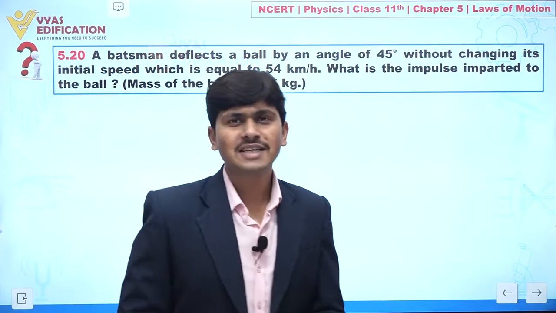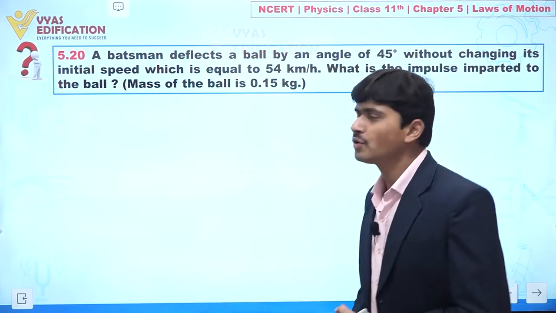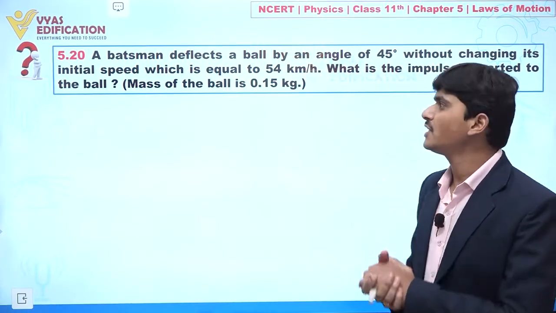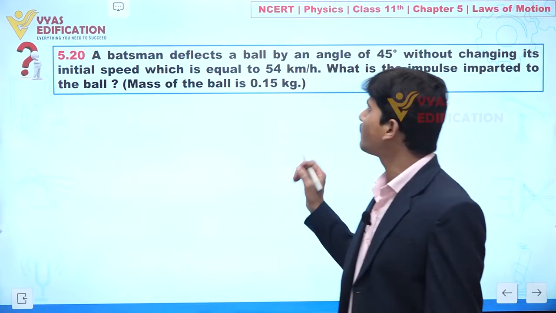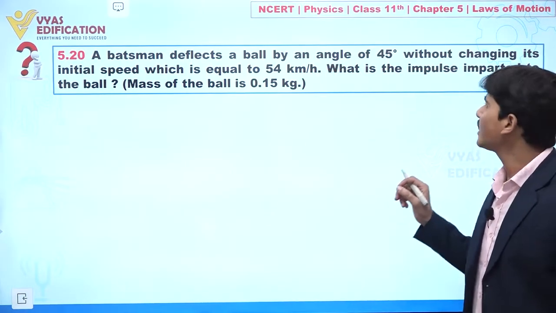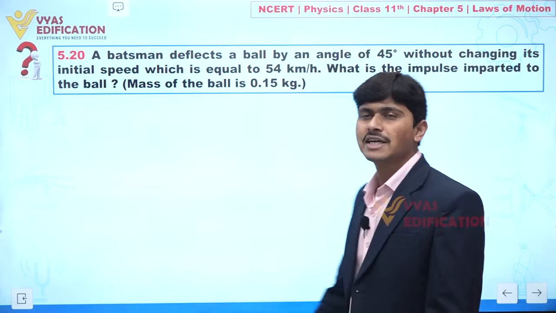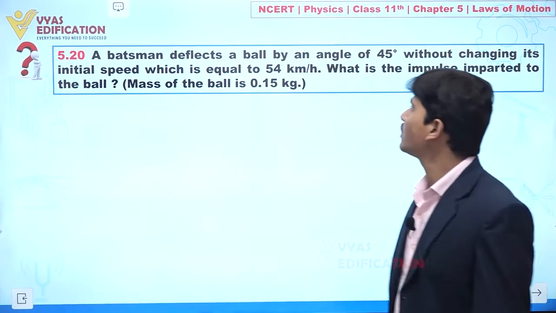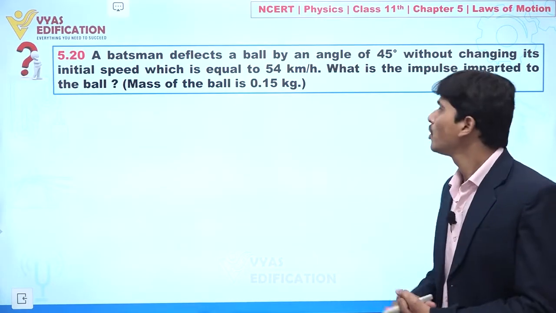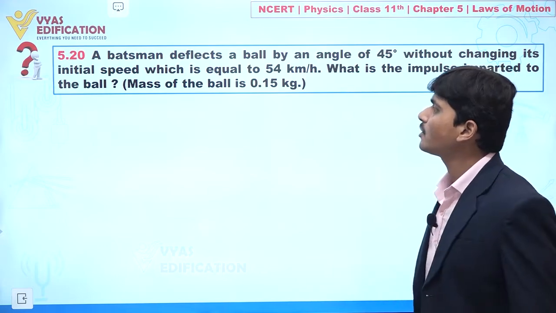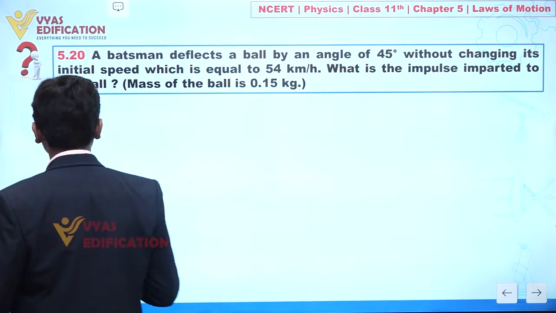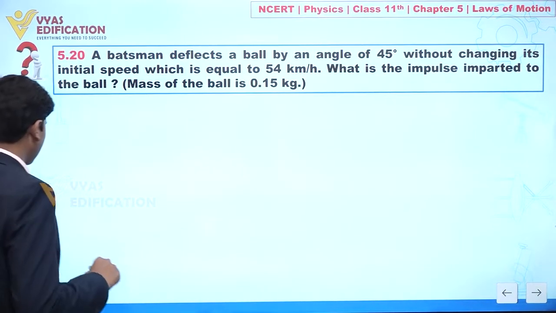We are going to discuss question number 5.20. In this question, a batsman deflects a ball by an angle of 45 degrees without changing its initial speed, which is equal to 54 km per hour. What is the impulse imparted to the ball? The mass of the ball is given as 0.15 kilogram.